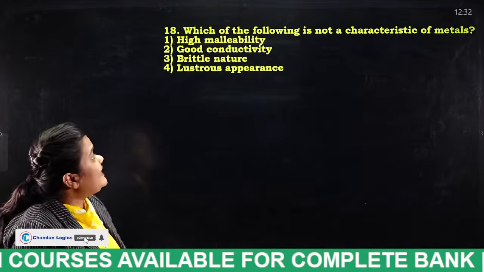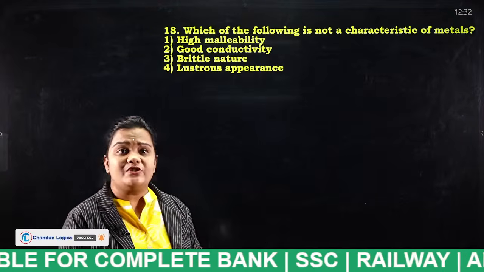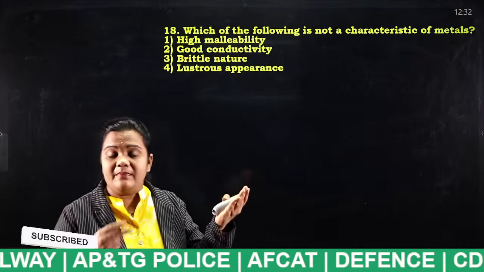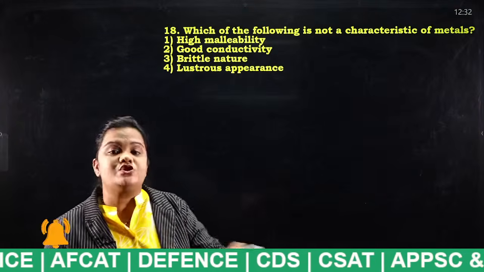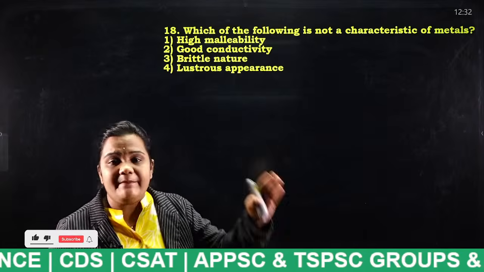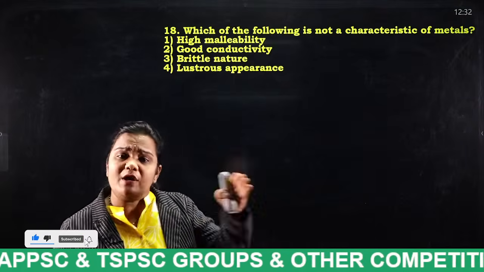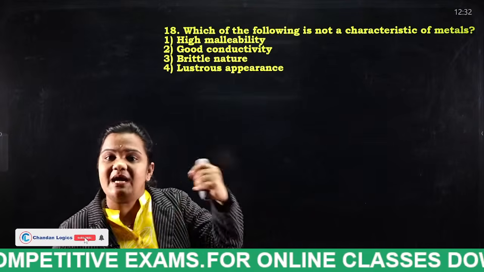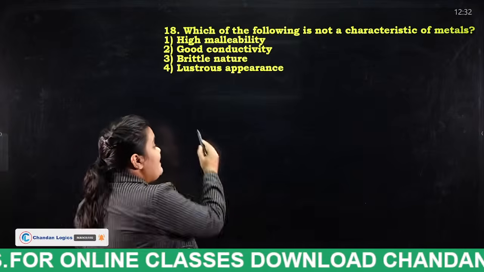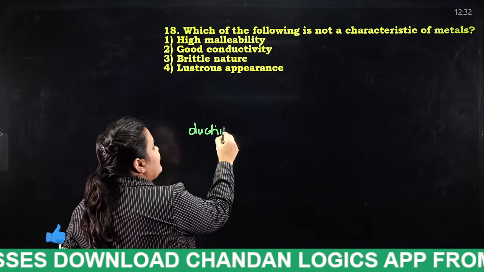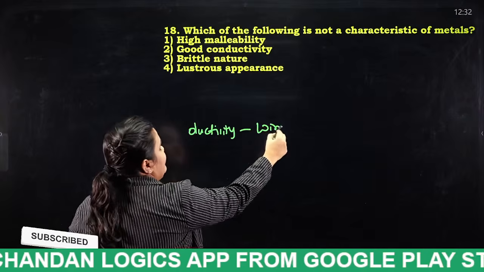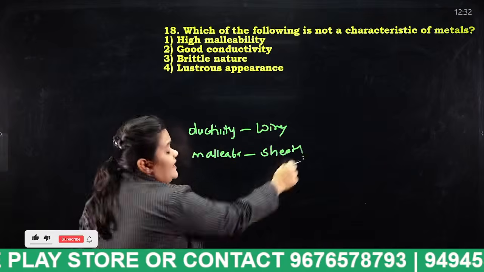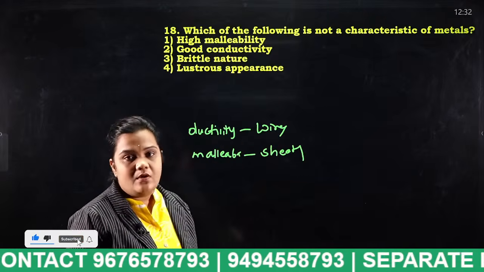Okay? Metals have high malleability. Malleability means what? So listen first. Malleability is nothing but the metal can be turned into sheets. That is known as malleability. What do you mean by ductility? If a metal is turned into wires, we say it is ductility. So remember this, students. Ductility means the metal is transformed into wires. Malleability means the metal is transformed into sheets. Okay, that is the correct option.